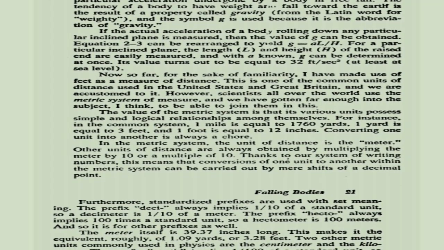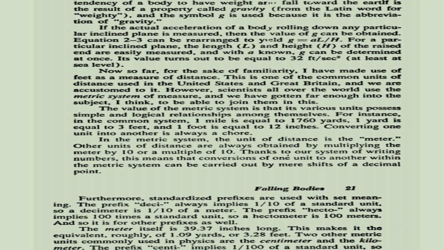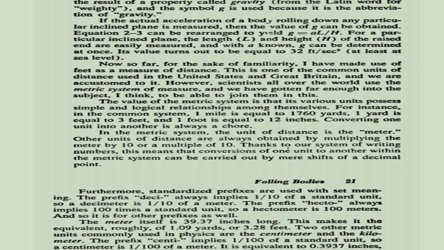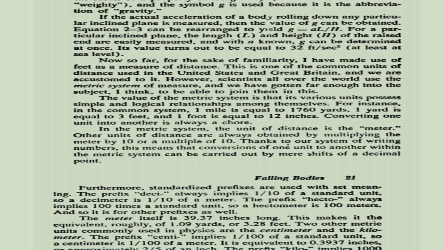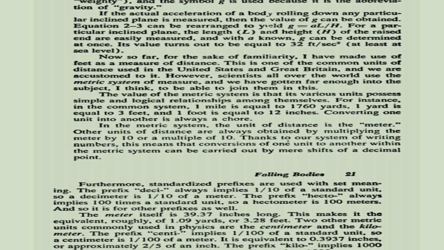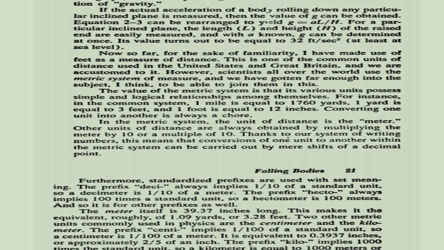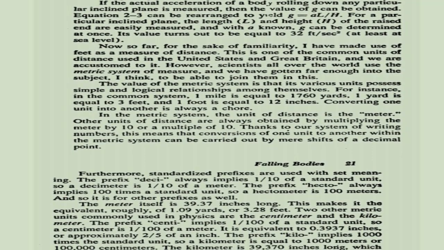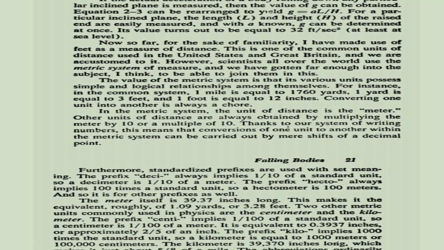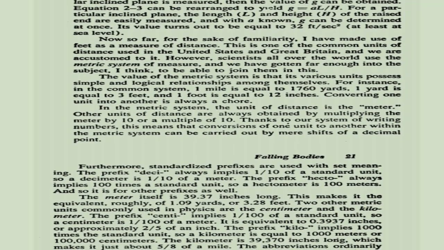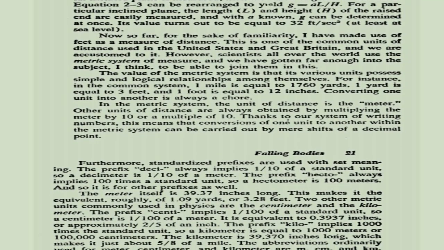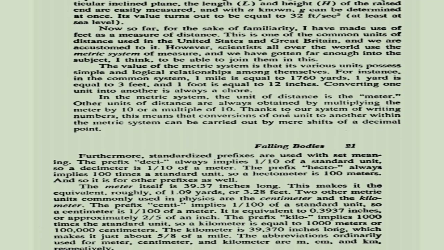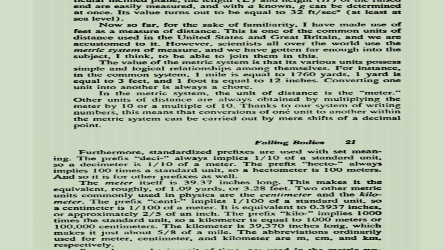The meter itself is 39.37 inches long. This makes it the equivalent roughly of 1.09 yards, or 3.28 feet. Two other metric units commonly used in physics are the centimeter and the kilometer. The prefix centi implies 1/100th of a standard unit, so a centimeter is 1/100th of a meter. It is equivalent to 0.3937 inches, or approximately 2/5 of an inch.